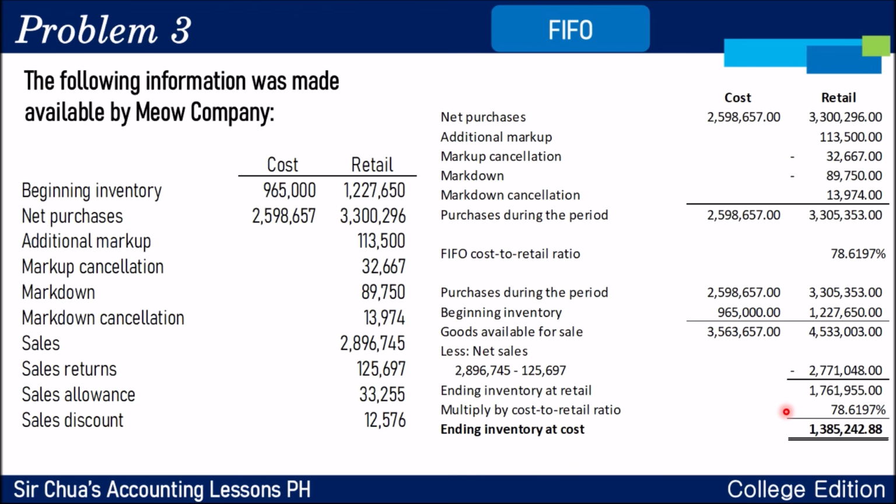Then you multiply it sa nakuha po natin na cost to retail ratio under FIFO, which is 78.6197%. Your ending inventory at cost is 1,385,242.88. Remember, pag FIFO po, nakadepende lang po ang ating cost to retail ratio sa current purchases lang po. Bago natin i-add si beginning inventory to get your goods available for sale. But again, the cost to retail ratio is based only on the purchases during the period.